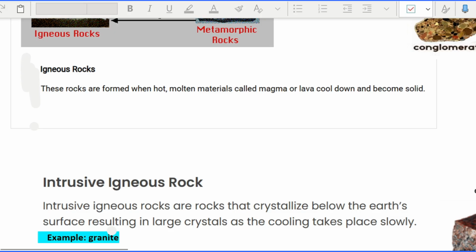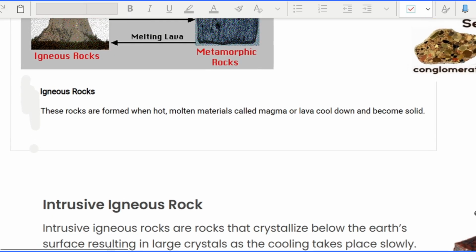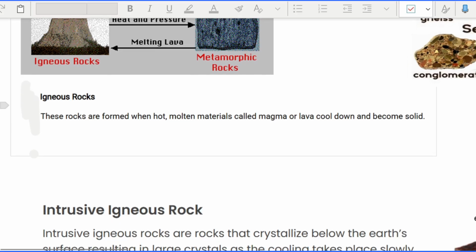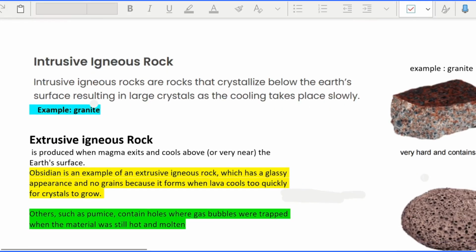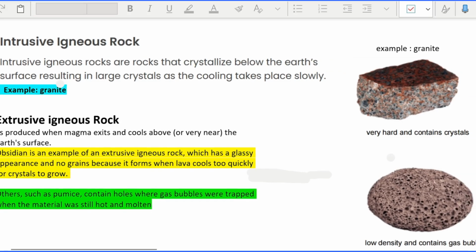are formed when hot molten material called magma or lava cools down and becomes solid. Now there are 2 types of igneous rocks, intrusive and extrusive. Intrusive rocks crystallize below the Earth's surface, resulting in large crystals as the cooling takes place slowly. An example is granite, like here. It's very hard and contains crystals.